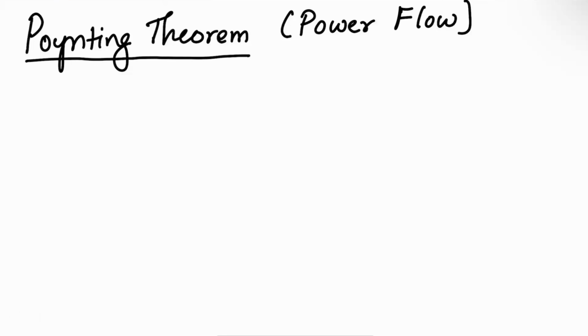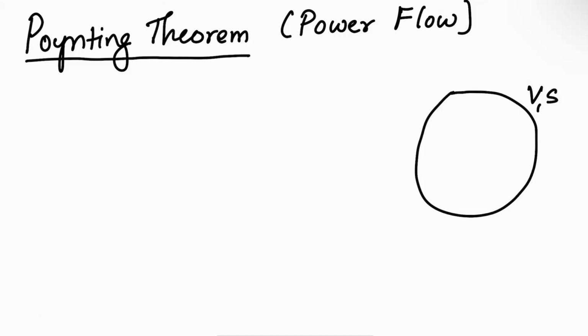Okay, so we start with the scenario like this. We have some volume V and some surface area S. Inside this volume, there are material parameters epsilon, mu, and sigma. And there are also some currents. So this is some J, and we also have Jm. Okay, so these are the impressed currents or the source currents that provide energy into this system.